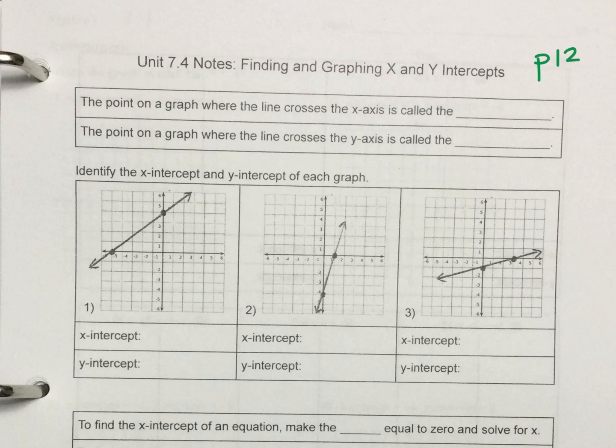All right, this is page 12. The point on the graph where the line crosses the x-axis, that's your side-to-side axis, is called the x-intercept. The point on the graph where the line crosses your y-axis, that's your up and down line, is called the y-intercept.